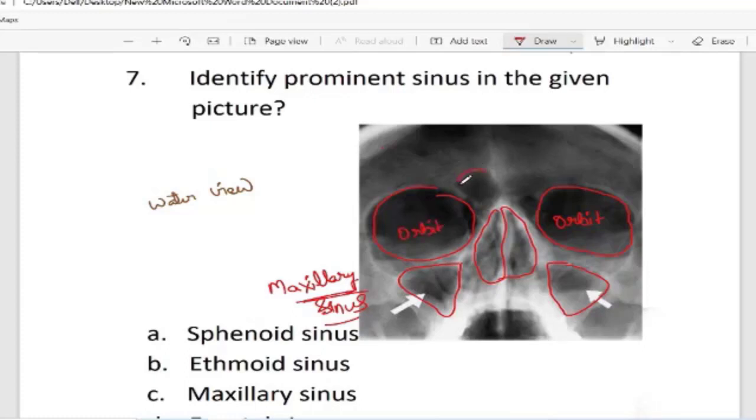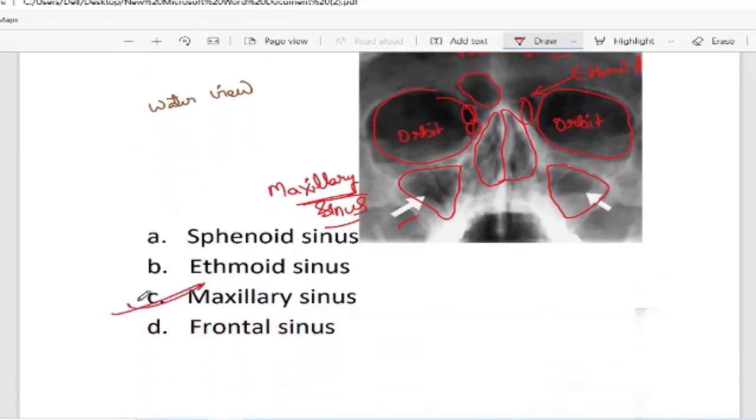If you want to locate other sinuses, this is my frontal sinus. And you can see there are two sinuses, so these are the ethmoidal sinuses. Very easy, very simple question. This is the maxillary sinus, so the arrow is indicating the maxillary sinus. Nothing fancy, very easy. So the correct answer is maxillary sinus. This is the Waters view. What is Waters view? Occipitomental view.